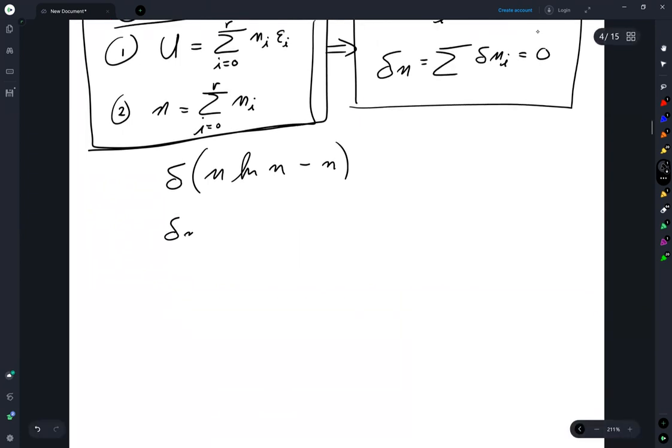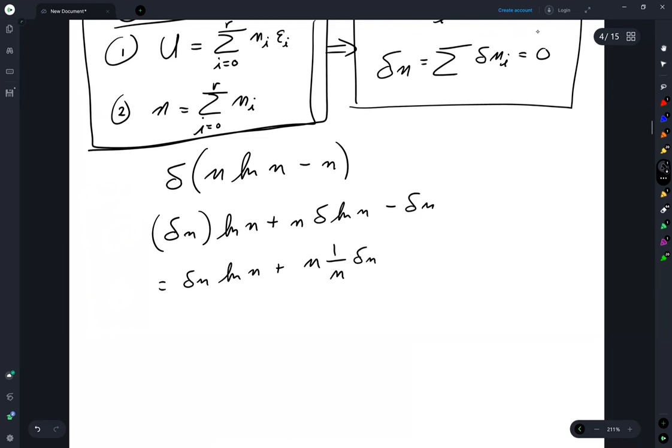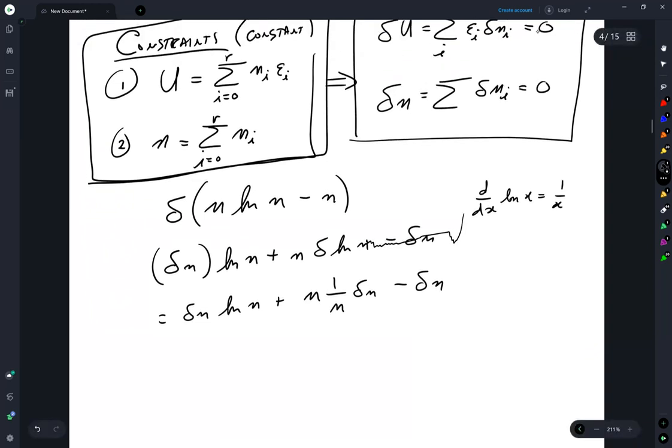So we have dN natural log N, whoops, sorry, plus N, and the variance in the natural log N minus N, that is the variance in N natural log N plus N, 1 over N dN minus dN, right? Remember, the derivative with respect to x is 1 over x, right? So this, well, crazy screen. This is what happens here, right?